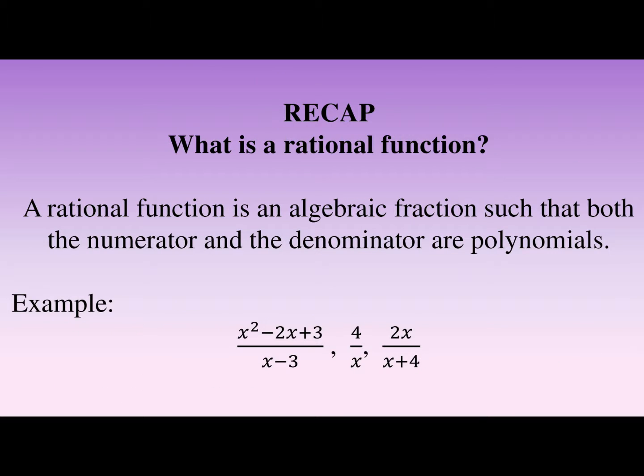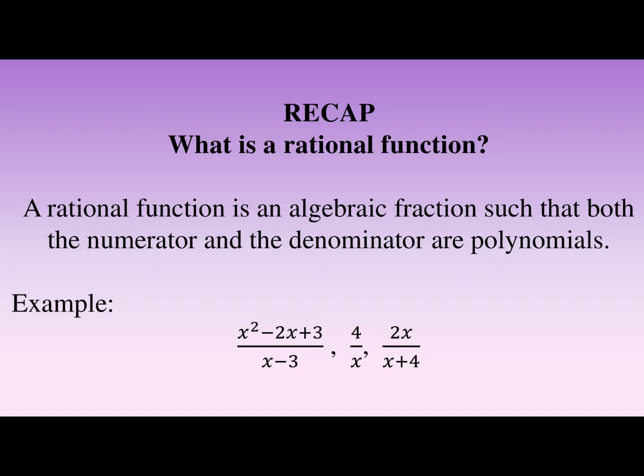A rational function is an algebraic fraction such that both the numerator and the denominator are polynomials. What this means is that at least the denominator of our fraction has to contain a variable. So for example, we have x squared minus 2x plus 3 over x minus 3. We have an x in the denominator.